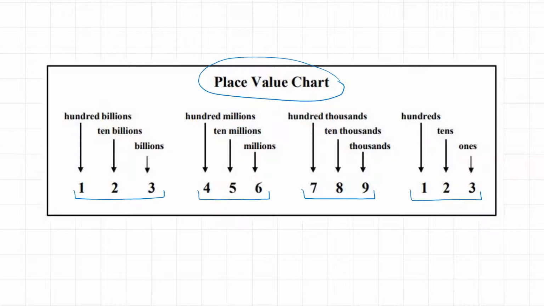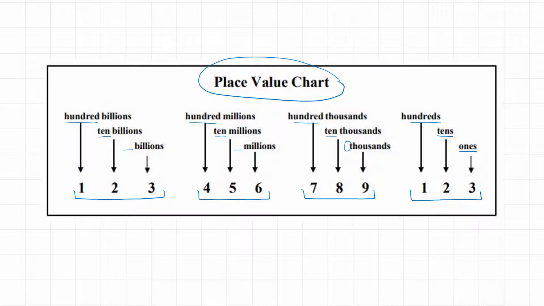From the right, we've got the ones place, the tens, the hundreds. The next group of three is the thousands place, and we've got the thousands, the 10,000s, and the 100,000s. Notice the pattern there. Ones, tens, and hundreds. The next group is the millions group. We've got the 1 millions, the 10 millions, and 100 millions. And then the group after that is the 1 billions, 10 billions, and 100 billions.